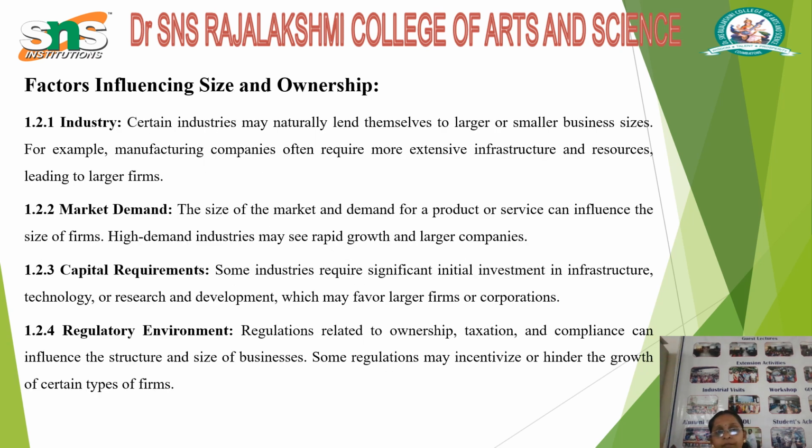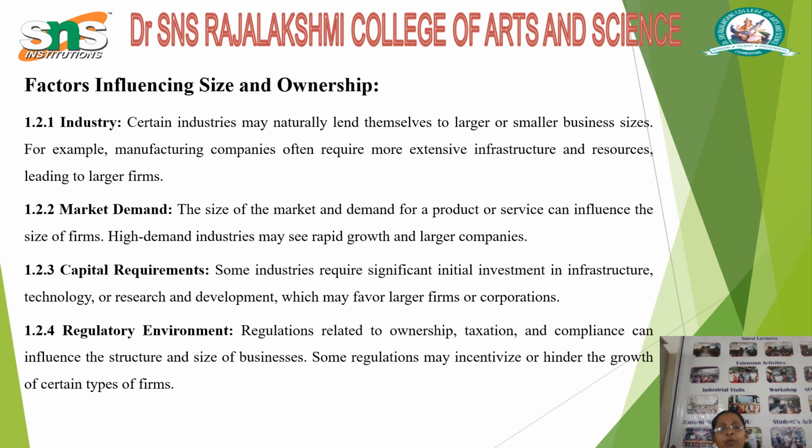Next one, factors influencing size and ownership. Certain industries may naturally lend themselves to larger and smaller business size. For example, manufacturing companies often require more expensive infrastructure and resources, leading to larger firms. Second one, market demand. The size of the market and demand for a product or service can influence the size of the firms. High demand industries may see rapid growth and large companies.